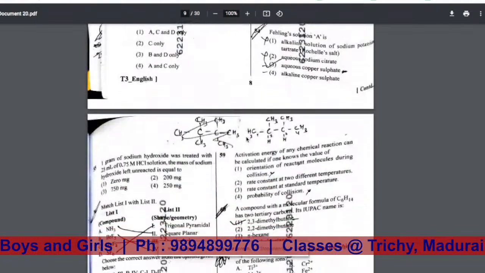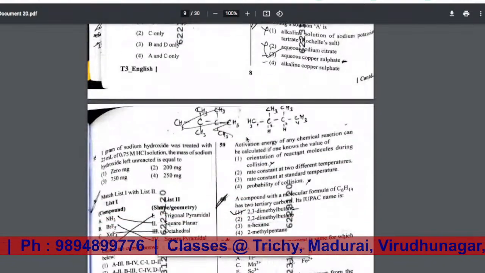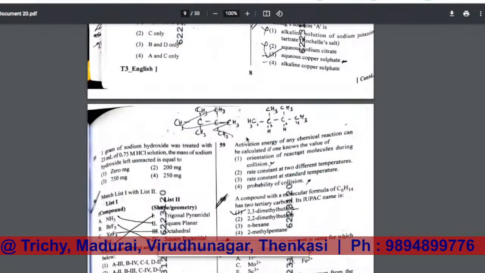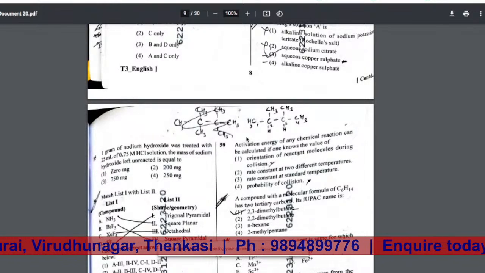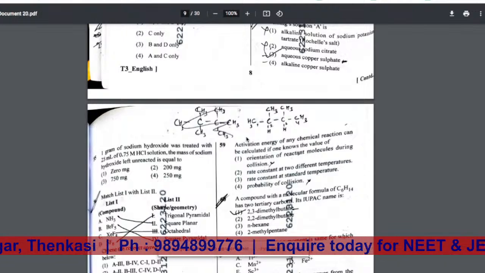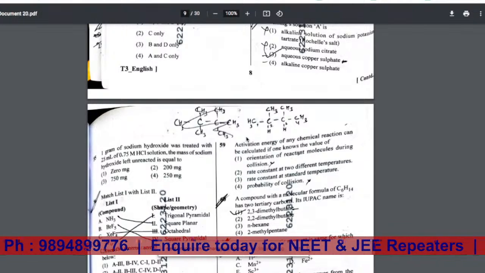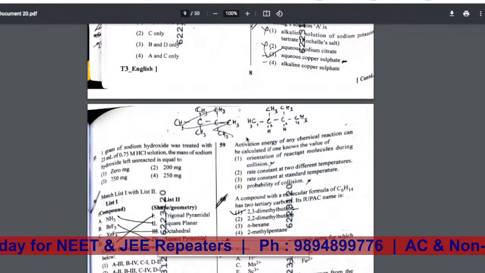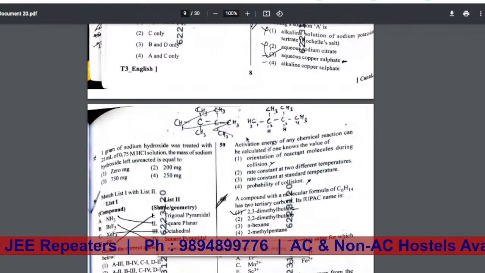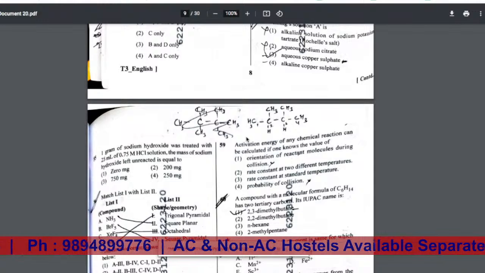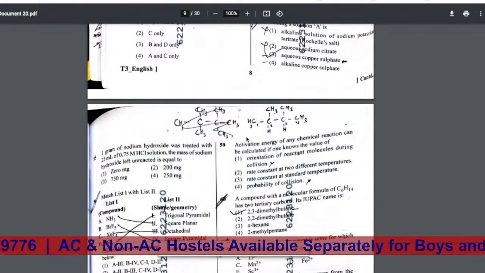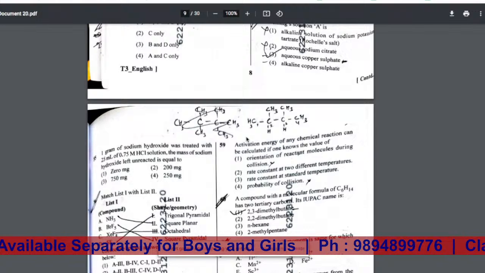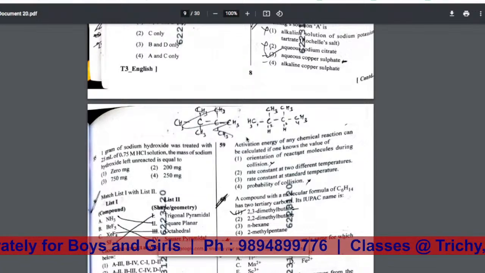Now question number 55. Question number 55 is from stoichiometry. 1 gram of sodium hydroxide was treated with 25 milliliter of 0.75 molar HCl solution. The mass of sodium hydroxide left unreacted is equal to. So this is a neutralization reaction. Sodium hydroxide reacts with hydrochloric acid HCl. It will give us NaCl and will form water. So this is a neutralization reaction.